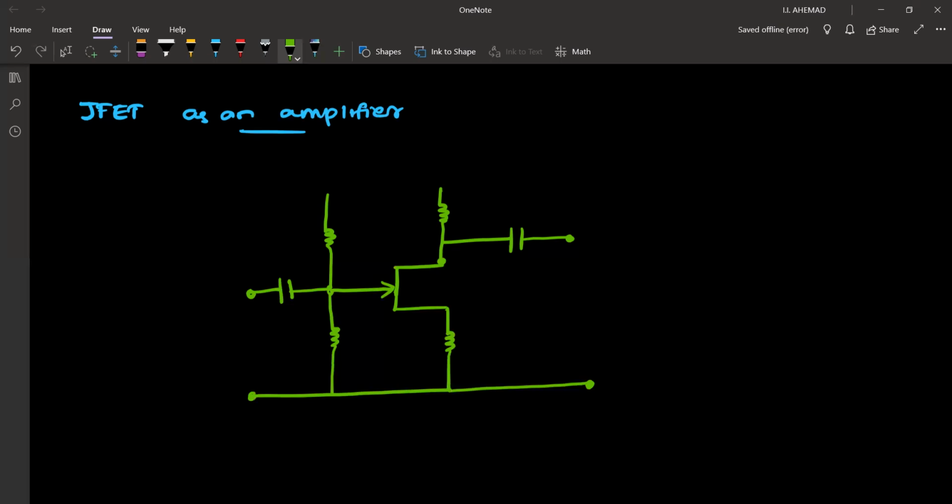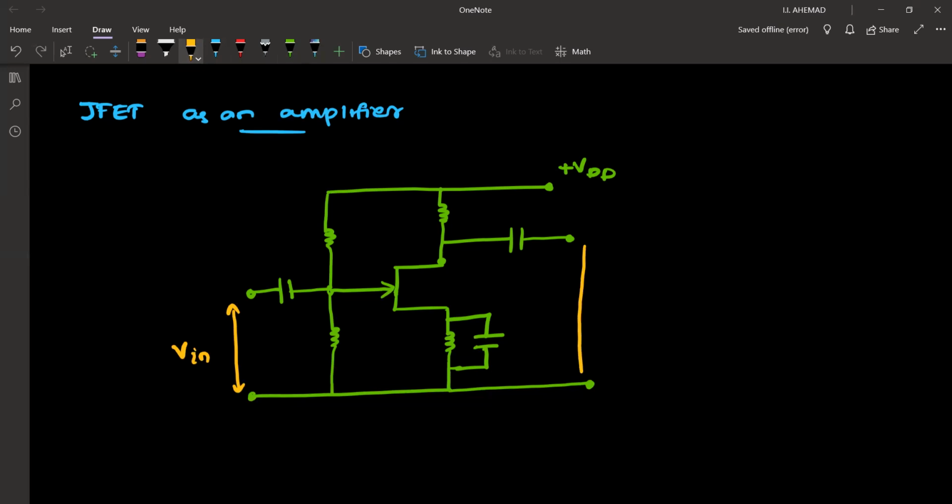If you look at the circuit, it is very similar to the circuit that we had with the BJT. The only difference is that in place of the BJT, here we have the FET. Other than that, we have the capacitors, resistors, and everything similar. The input is given between these two terminals, and the output is obtained between these two terminals.